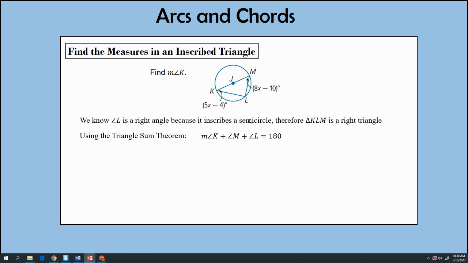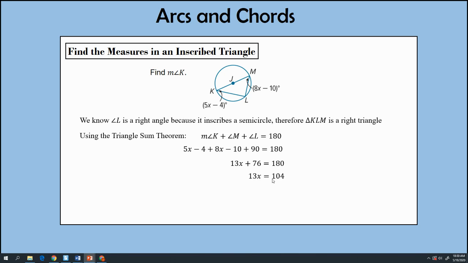Now, there is another theorem out there, if you remember way back when, that said in a right triangle, the two acute angles have to be complementary. So we could have just written this as angle K plus angle M equals 90 and gotten the same result, which happens naturally if you just do it this way as well. But I just want to throw that out there in case you remembered it. All right, so here we go. Angle K is 5x minus 4. Angle M is 8x minus 10. Angle L is 90. We're going to set it equal to 180, triangle sum theorem. Okay, combine some like terms.